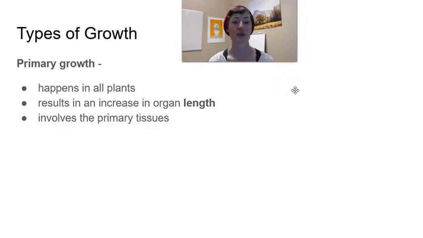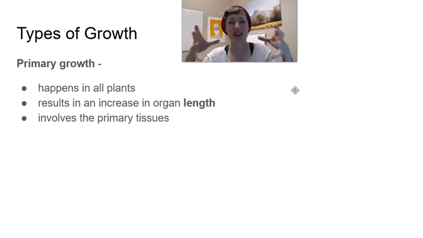Types of growth. The primary growth happens in all plants. It's the main initial type of growth. Any plants that are herbaceous, that don't have woody tissues, this is the only type of growth that they'll do. So it happens in all plants. It results in an increase in organ length. So plant organs can be things like roots, stems, leaves. Those are all organs for plants. So a leaf could get longer, a stem can get longer, roots can get longer.